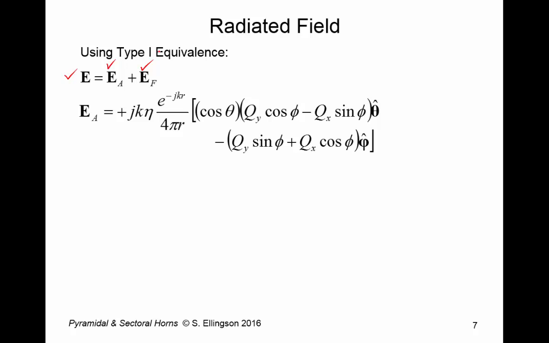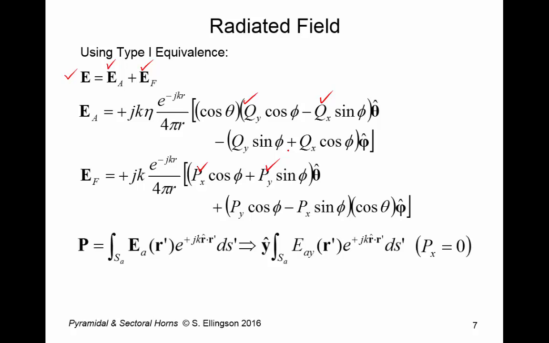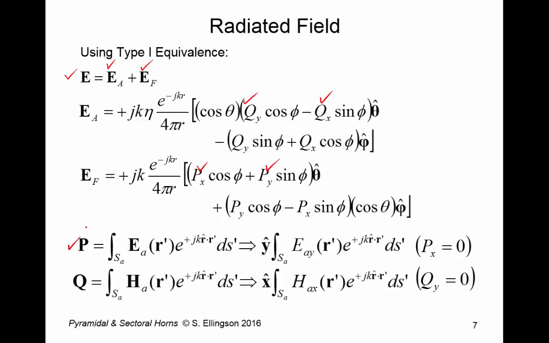Here's the expression for E sub A, where again Q sub X and Q sub Y are the associated components of the spatial Fourier transform. Here is the associated expression for the electric field associated with magnetic currents, and here are the components of the associated spatial Fourier transform. And then just to write these down explicitly, here's how we can get those spatial Fourier transforms. Here's the P transform, here's the Q transform, and this is all old news at this point.